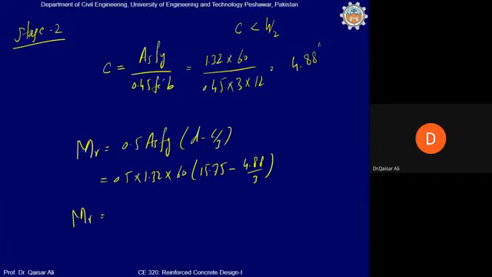So now what is the value of resisting moment capacity? Quickly. 559.2. So 559 inch kips is the capacity of the reinforced concrete section corresponding to stage 2.